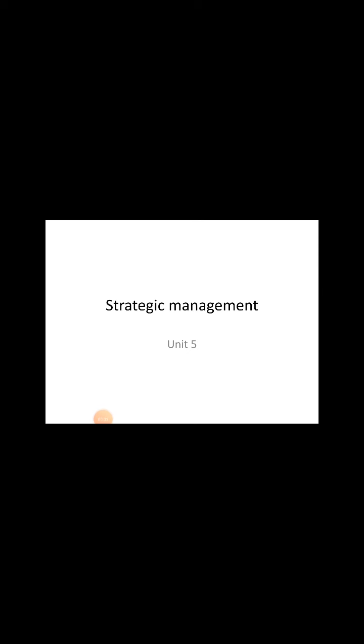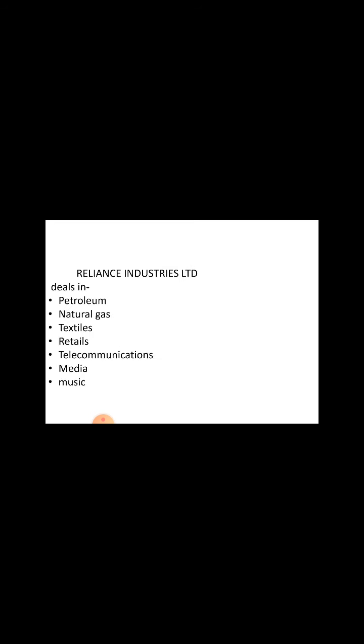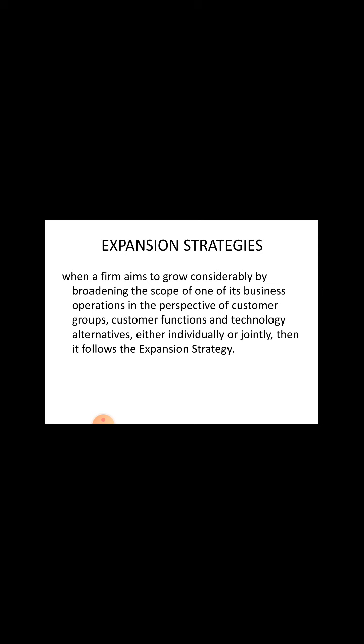In the last class I started Unit 5 of Strategic Management, and I started with corporate level strategies. We found that there are 4 major types of corporate level strategy: expansion strategy, stability strategy, retrenchment strategy, and combination strategy. I started with expansion strategies in the last class. Expansion strategy is further divided into concentration strategy, integration strategy, diversification, cooperation, and internationalization strategy.